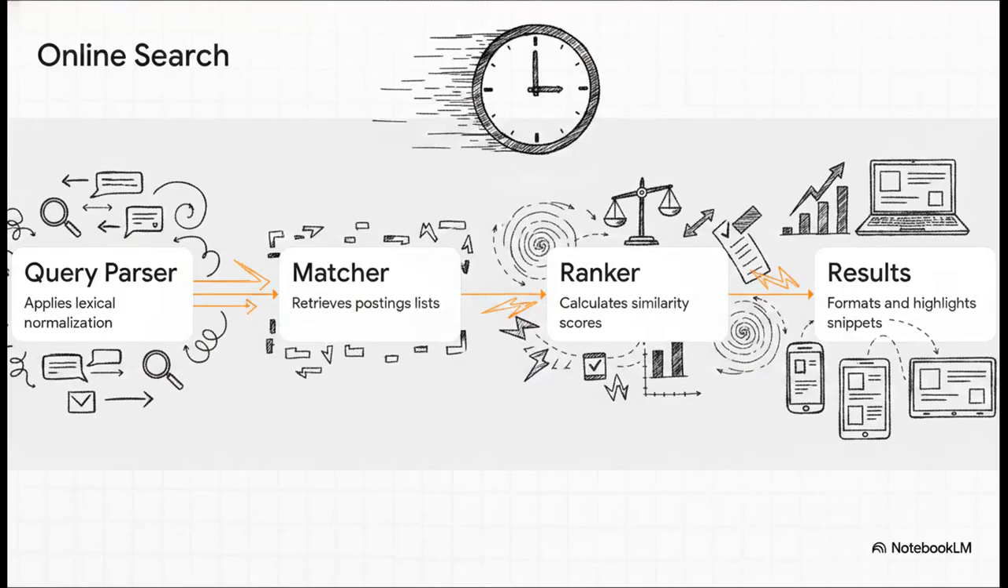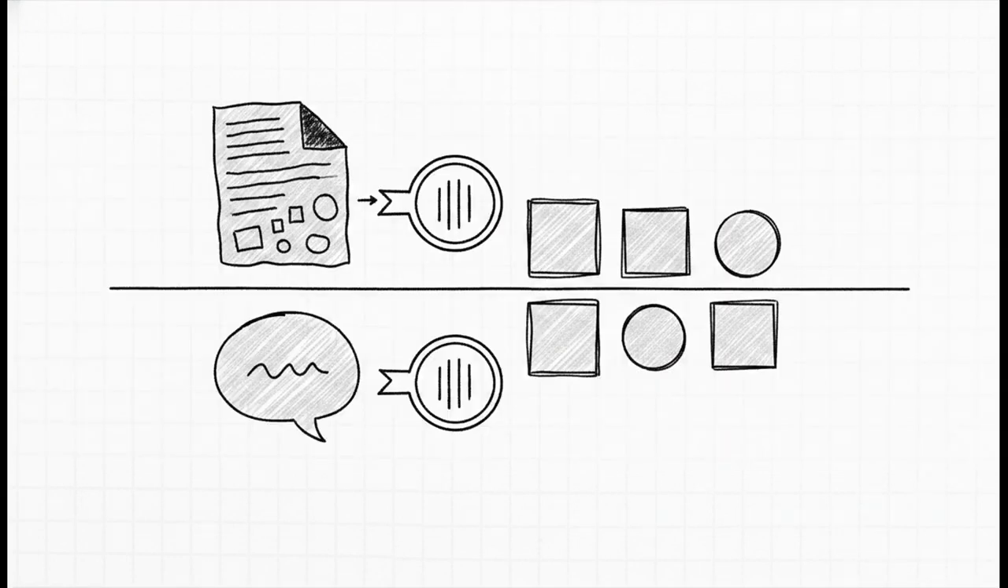Moving right along to Phase 2, the online search pipeline. This is the live action. In the blink of an eye, the online search pipeline races through four critical steps: query parser, matching engine, ranking engine, and results presenter.